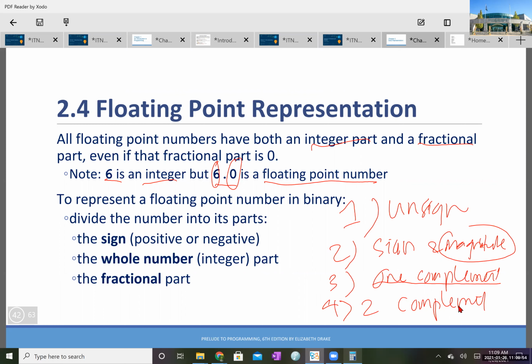So in order to represent a floating point number in binary, you have to divide the number into its parts. The first one is the sign. The second one is the whole number, the integer, and the third one is the fractional part. So think about negative 25 here. This one is the sign, this one is the integer, and this one is the fractional part.